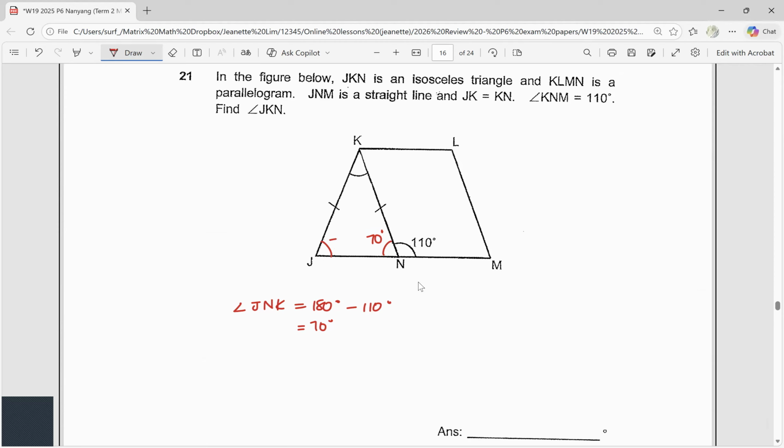Isosceles means that this one is also 70 degrees. In order to find this angle over here, JKN, 180 minus these two angles. So 180 minus 70 minus 70, which is 40 degrees. So answer 40 degrees.